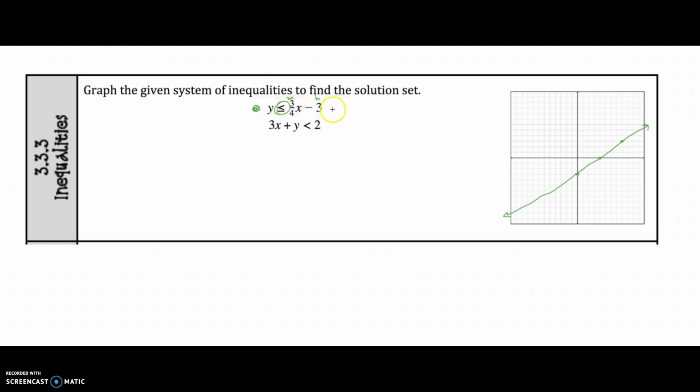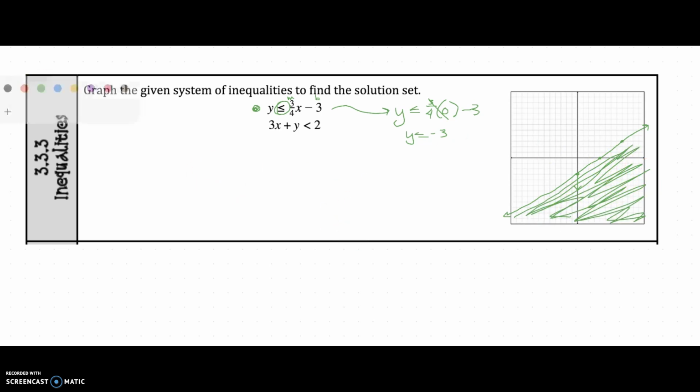So for this one, I want to plug in 0 for x. So I have y is less than or equal to 3/4 times 0 minus 3. Well, 3/4 times 0 we know cancels, so we're left with y is less than or equal to -3. Well, here's -3. If it's less than or equal to, we would want to go down, which means this whole side gets shaded. Okay, so I have my first inequality there.